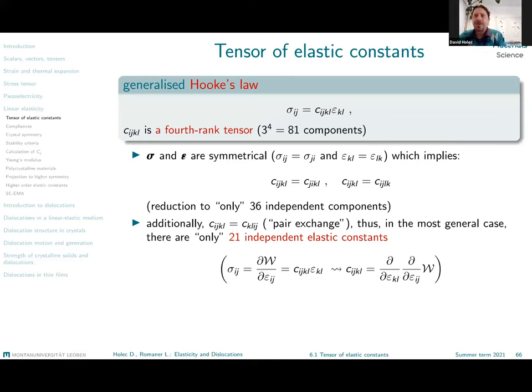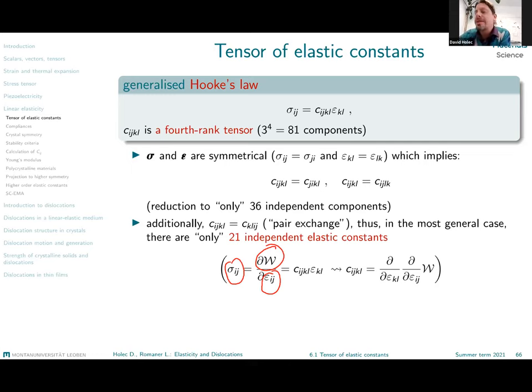In addition, there is also a pair exchange symmetry. It means we can exchange the first and the second pair of indices with respect to each other. This is a little bit more difficult to prove. Where does this come from? If you take into account that later on we will define a strain energy, W, which relates stress and strain also by this derivative. So the stress, as a force, is the derivative of the strain energy with respect to the applied strain, or in other words, the derivative of the energy with respect to deformation.